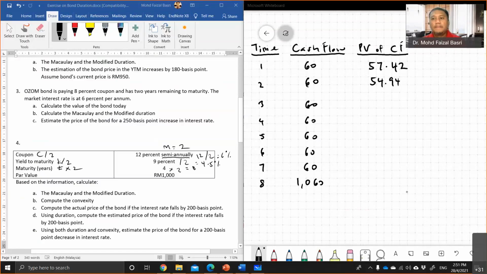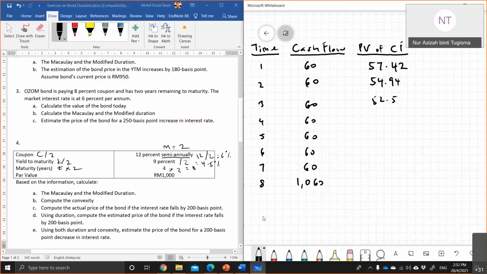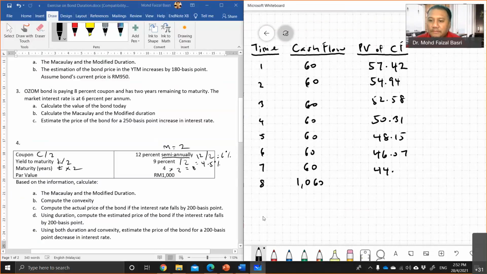Sir, one moment. The chat disappeared just now. Right, so T3, is it there? This one wasn't counted earlier. 52.58. 52.8. 50. 48.15. 46.07. 44.09. 745.